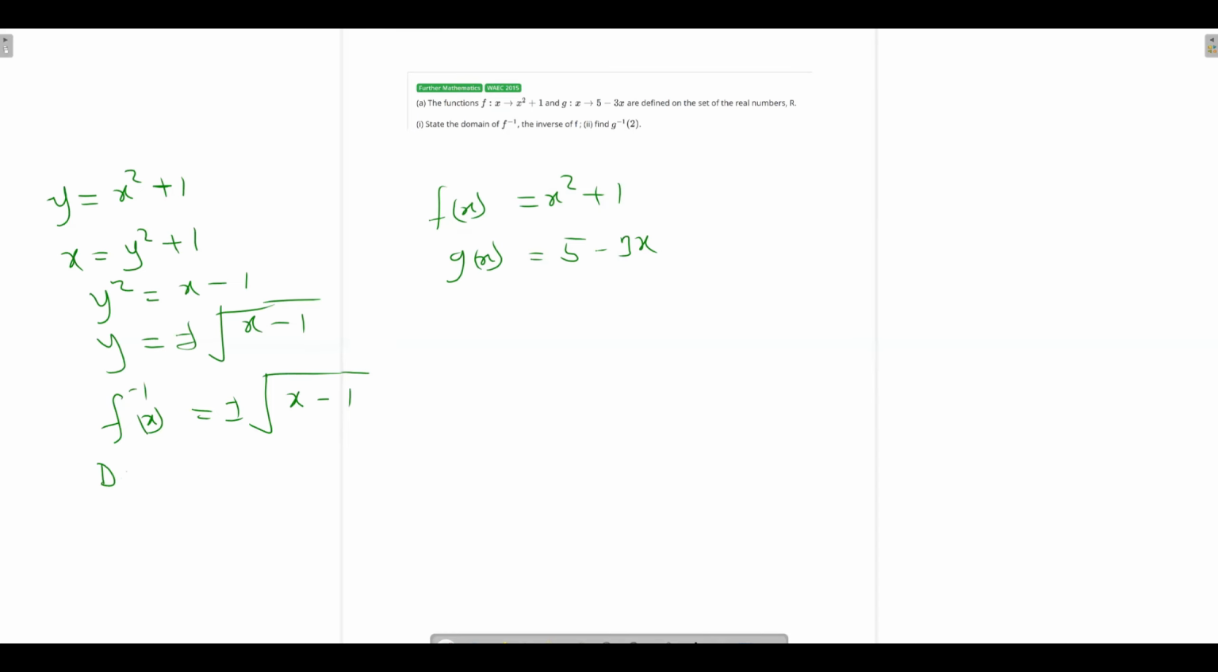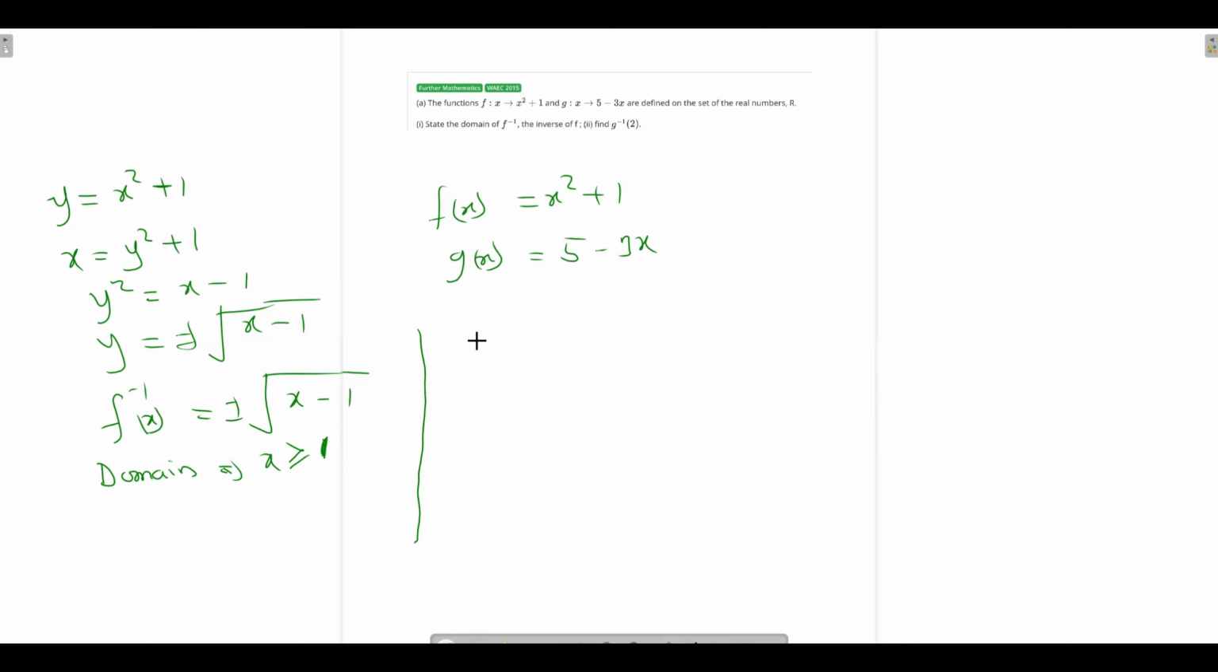Now to get the domain here, don't forget domain is the value for x. To make this square root true, x has to be a non-negative value. x can be 1, so the square root will give us 0. If x is 2, we still have a positive value. If x is 3, we still have a positive value. But if x is less than 1, it's not going to be true because we have a negative square root. So the domain here is x greater than or equal to 1. That's the domain for our inverse of f.